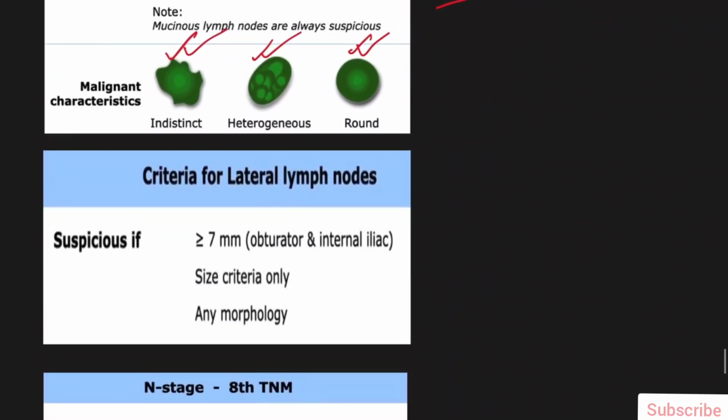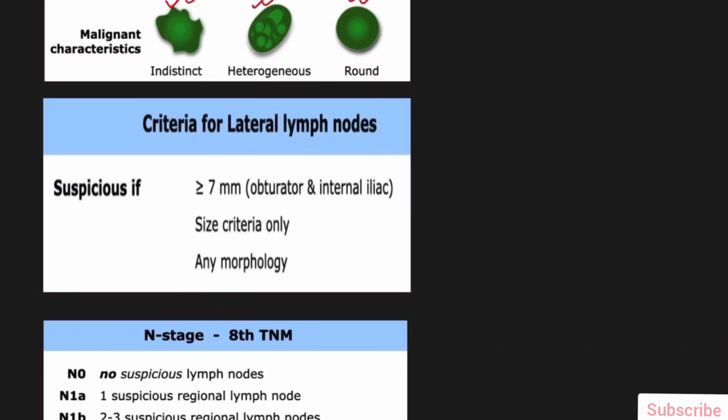What about the lateral group of lymph nodes? So here there is no morphological criteria, only size criteria, and that is more than or equal to 7 mm. If there is any lymph node in the obturator or the internal iliac region, it is considered suspicious.